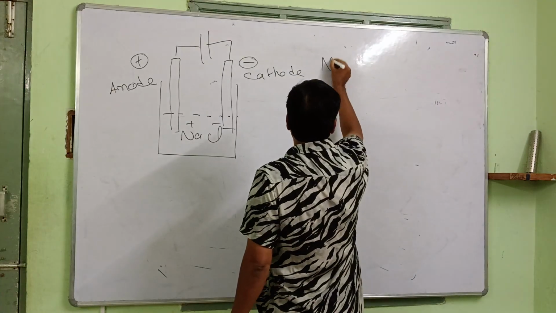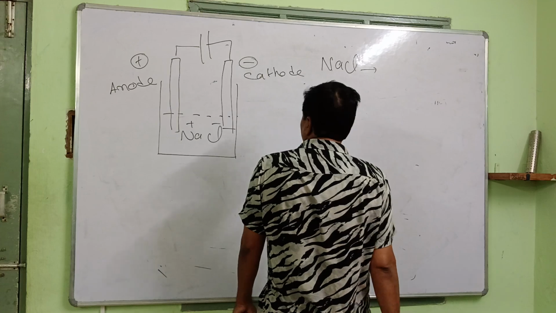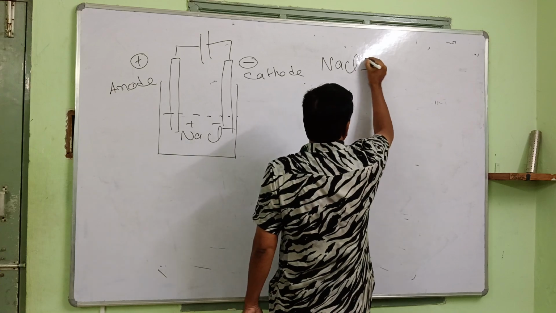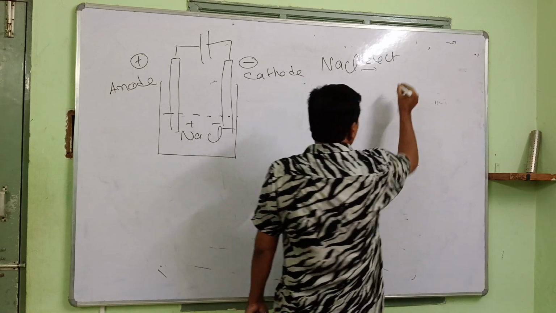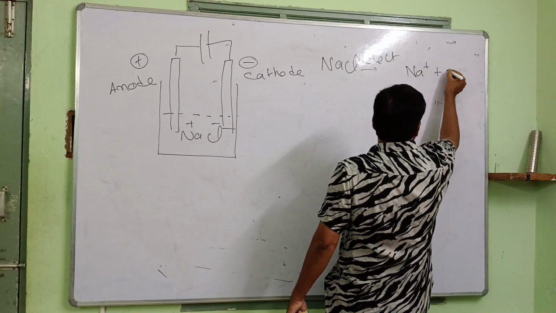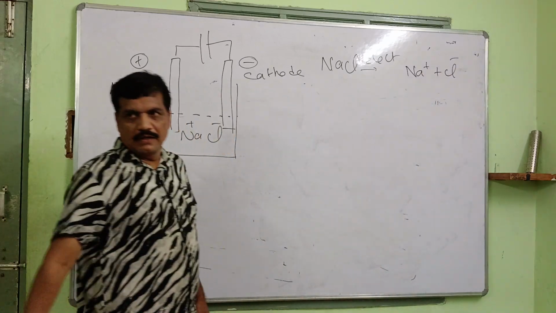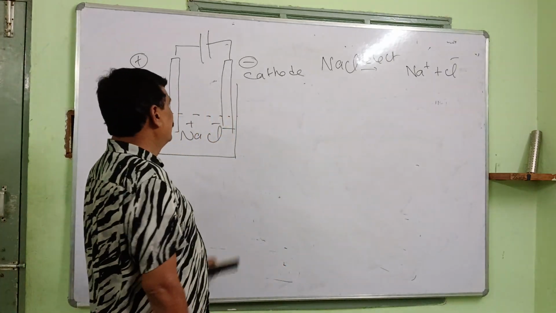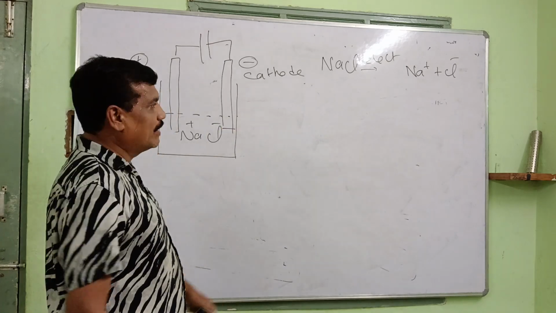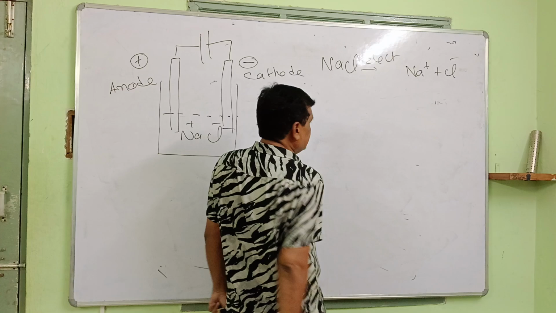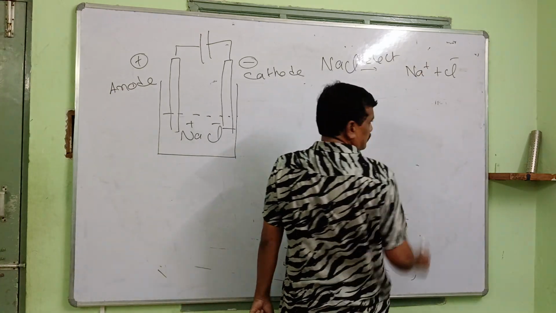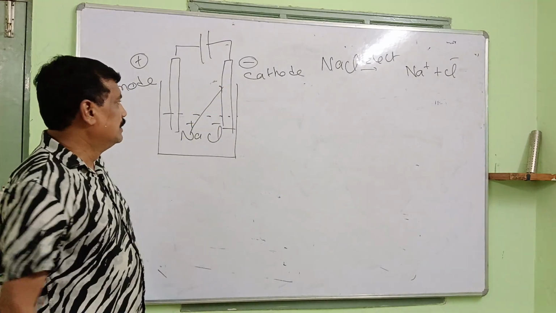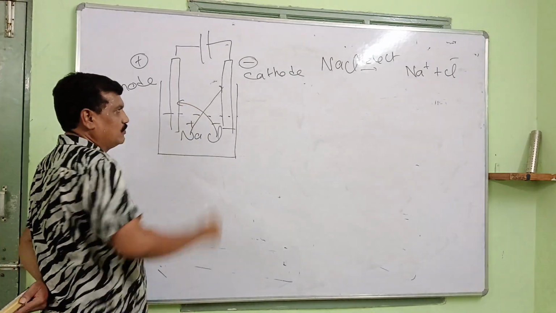If we take NaCl in the fused state, during electrolysis it splits into Na plus and Cl minus. Here there are two rods, one is the cathode, the other is the anode. After splitting of NaCl, positive ions travel towards the negative rod, and negative ions travel towards the positive rod.